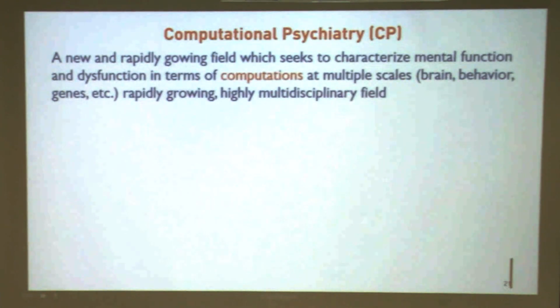It started only around 2010, roughly. So this is a new and rapidly growing field which seeks to characterize mental function and, more importantly, dysfunction in clinical populations in terms of computations, modeling, for instance, at multiple scales of brain, behavior and genetics. And so this is a very rapidly growing and highly multidisciplinary field. This also relates to the previous talks. There's anxiety and something like fear, I guess, related to the climate debate.